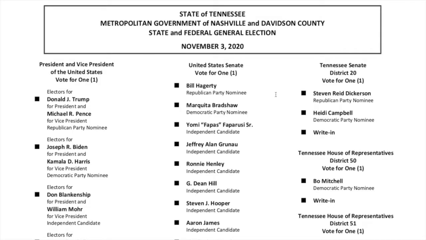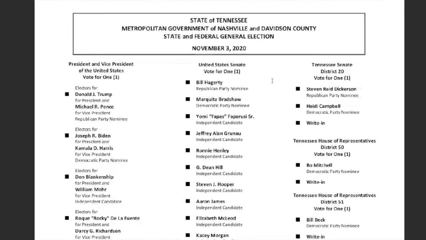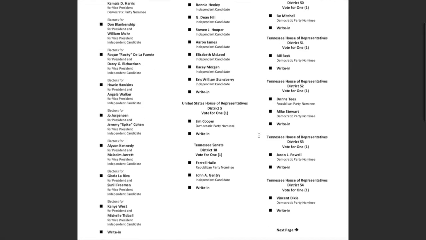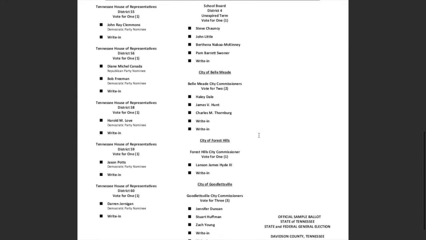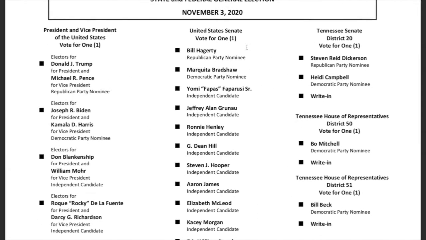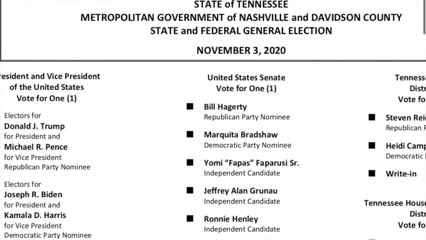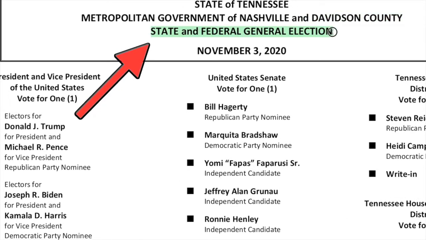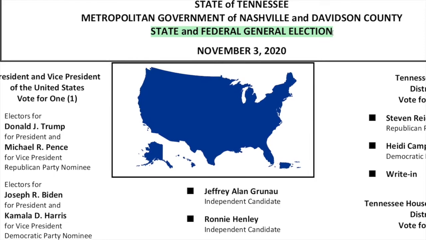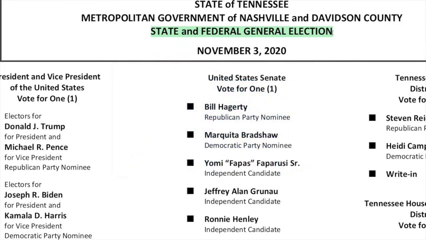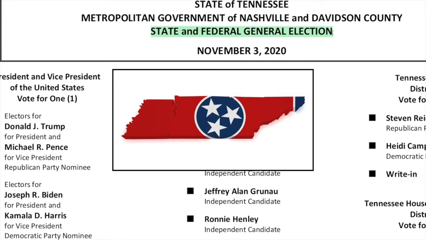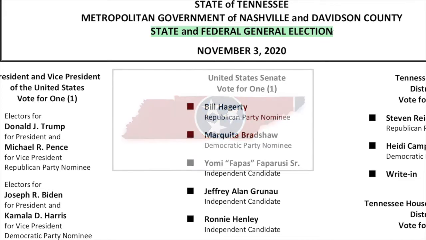So what I have on my screen right now is the ballot for Nashville and Davidson County. The first thing you might notice is, this is a really long list of people and positions. I don't know these people. That's okay. That's what we're going to talk about here. If we look at the top, it says state and federal general election. So what that means is we're voting for people both for the federal government, that's the government for the whole country, and for the state government, that's just for the state of Tennessee.